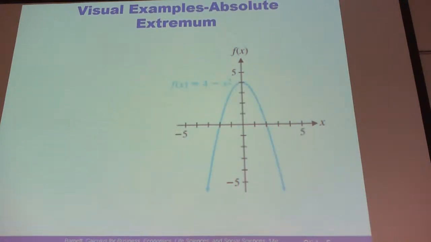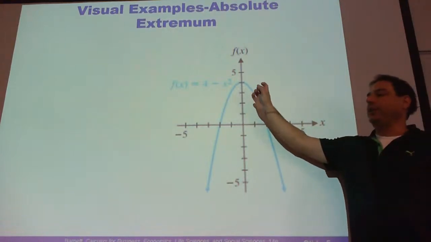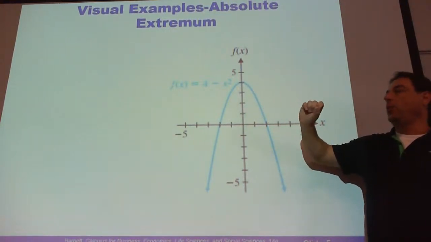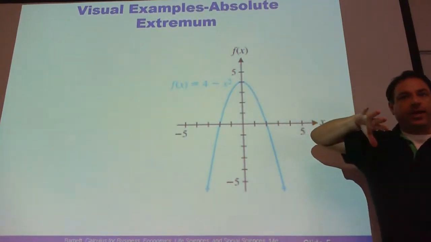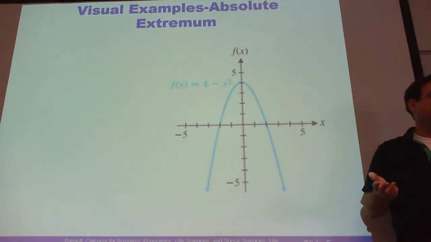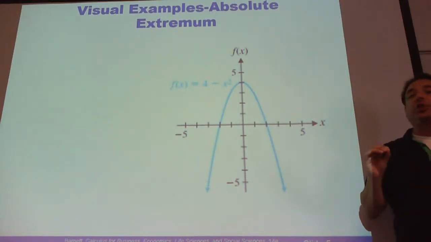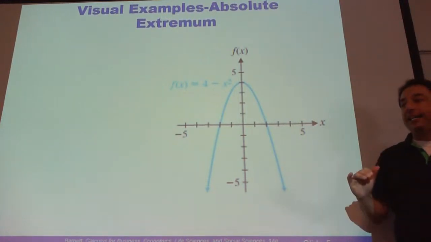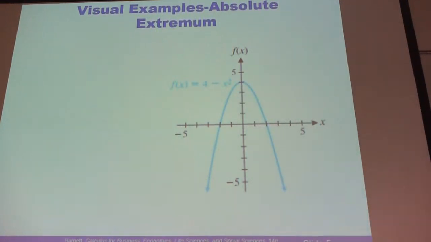Okay? Now let's look at this graph. We have a graph of 4 minus x squared. Do we have a local max? Where is it? 0, 4. Are we okay? Do we have a local min? Nope. Just by looking at the original, we know that. Is this an absolute max? Is it the highest point in the entire graph? Yep. There's no points higher. Nothing's going higher. In this case, we have an absolute max.